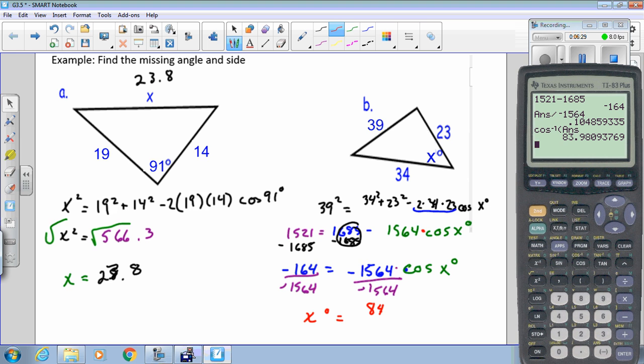Does that make sense? 84 degrees for x. Yes, it does. It has to be a large angle because it's the largest side. So that's how you use the cosine law to find a missing side or angle.